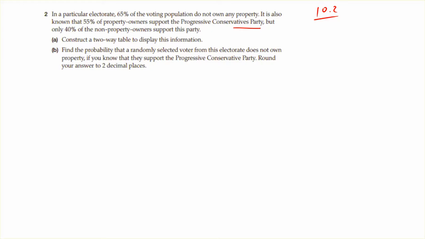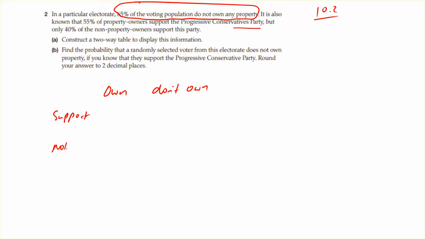In a particular electorate, 65% of the voting population do not own any property. It is also known that 55% of property owners support the Progressive party, but 40% of non-property owners also support the party. So the key phrase is 65% of the voting population do not own any property. Okay, so they either own property or don't own property, or support the party or don't support the party. So what you're going to do is draw a two-way table. Either they own property or don't own property, and they support a party or not support.